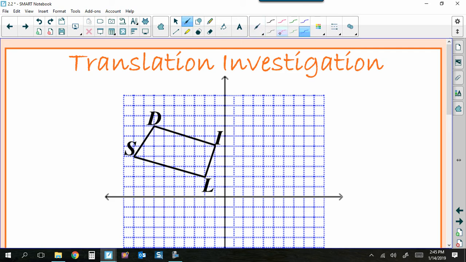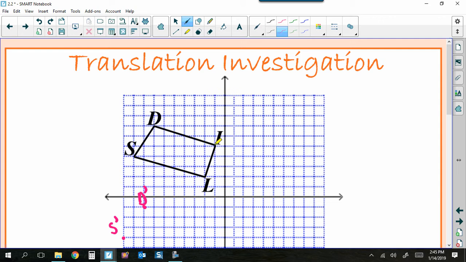Left 1, down 8. So S is going to go left 1, and then 1, 2, 3, 4, 5, 6, 7, 8. So right here is where we're going to put S prime. D is going to go 1 to the left, and then 1, 2, 3, 4, 5, 6, 7, 8 down. And we would say that is D prime.